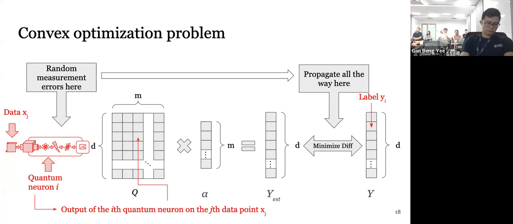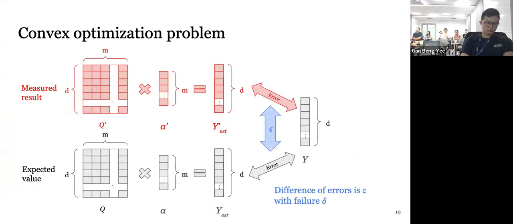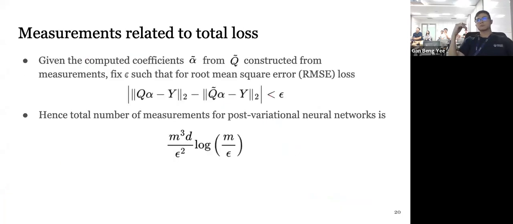And so how many quantum measurements do we actually need to have, let's say, an epsilon error here? Okay, so we have the measured result Q prime and the expected value Q. Suppose that the difference between the loss here is epsilon. How many measurements do we need? Okay, so the answer is m to the third power times d. This is basically the total number of measurements, taken over all data points.